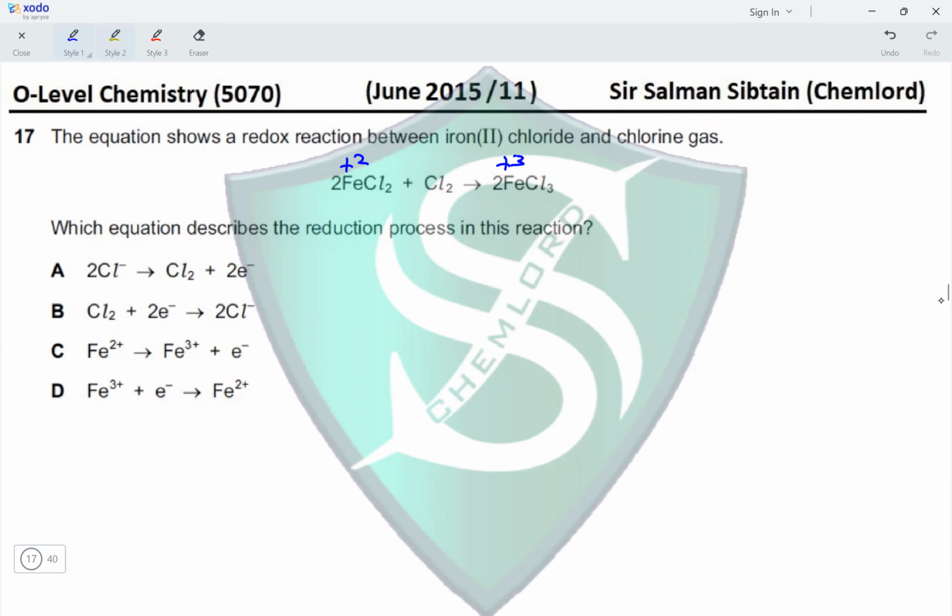And as far as chlorine gas is concerned, it has an oxidation state of 0, and in the form of chloride ions, it has an oxidation state of -1. Therefore, chlorine is being reduced in this reaction. So out of the 4 options given, options C and D are eliminated because they refer to iron, and between options A and B, since chlorine gas is being converted into chloride ions, there is a gain of 2 electrons.